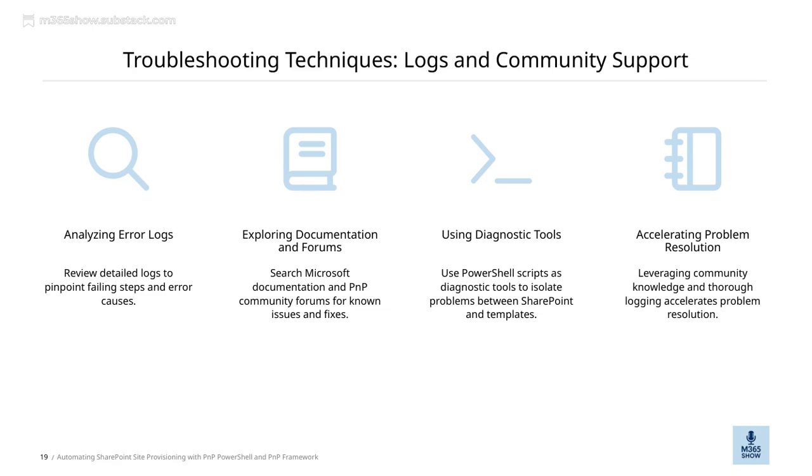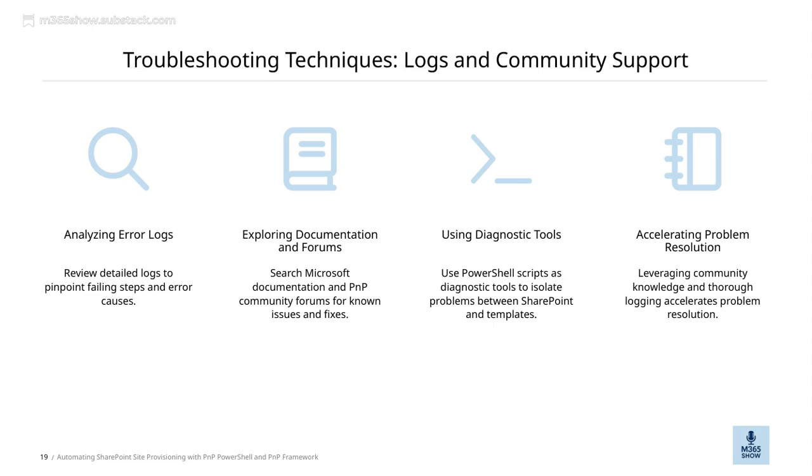One of the most effective strategies is leveraging logs and community support to accelerate problem resolution. When something goes wrong, detailed logs can help you identify exactly where the process is failing, saving you time and guesswork. Using diagnostic tools like PowerShell scripts is also incredibly helpful. They can help you isolate whether the issue is with SharePoint itself or the templates you're using. This way, you can narrow down the root cause more efficiently.